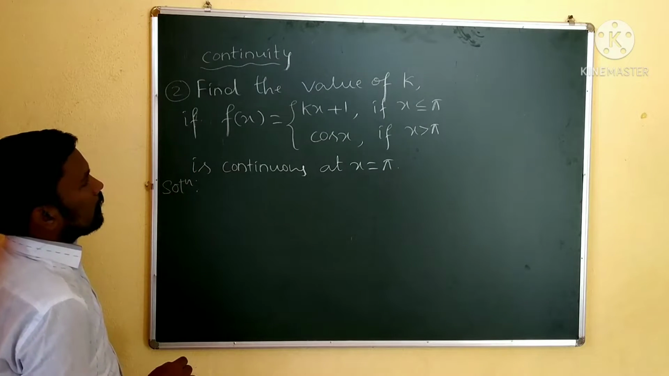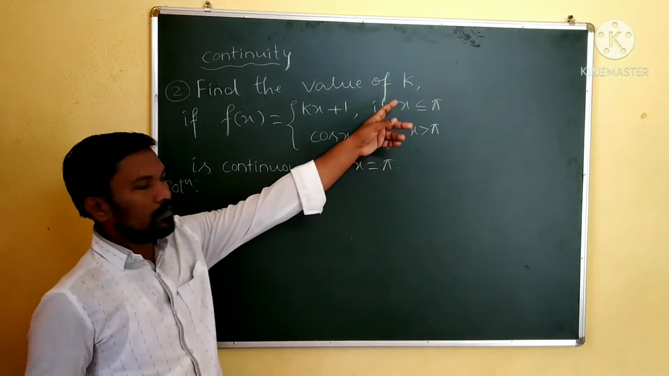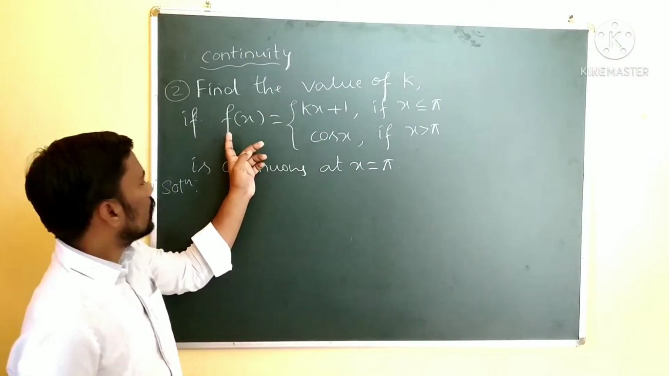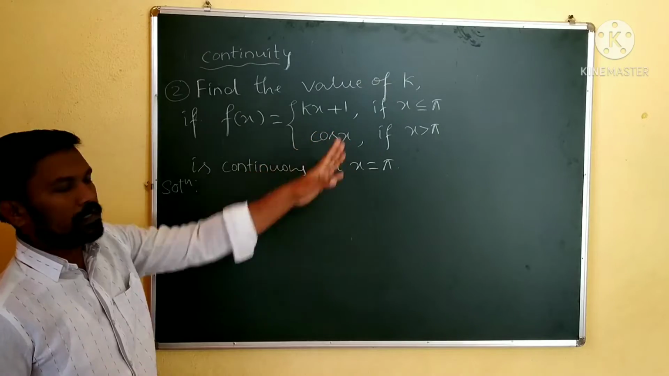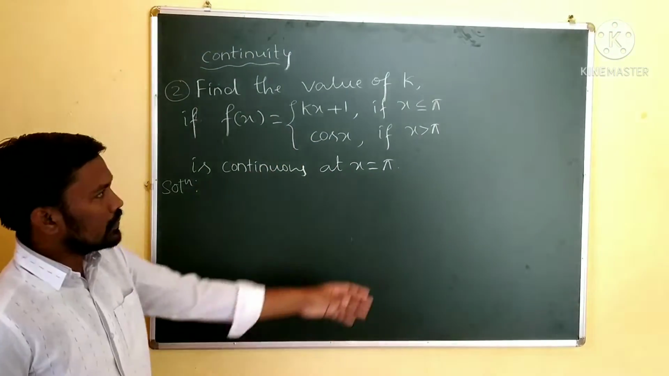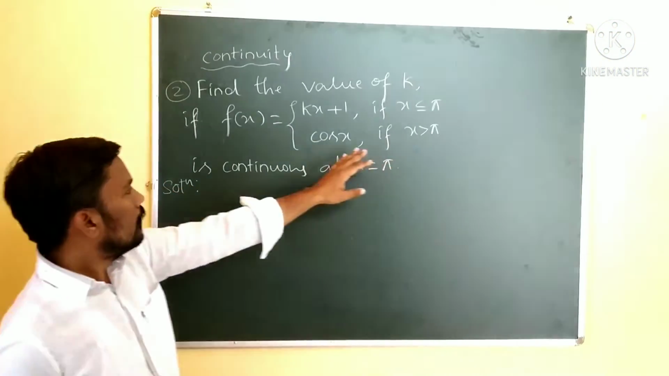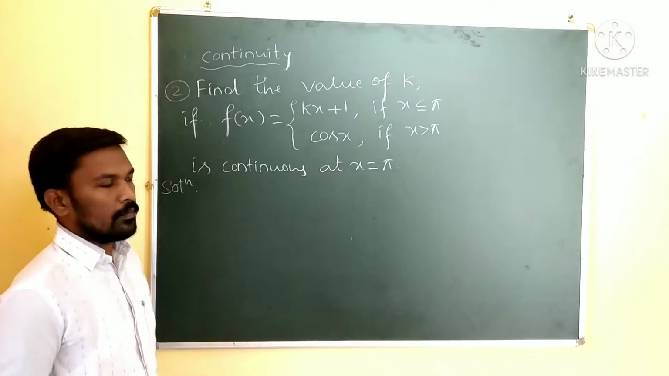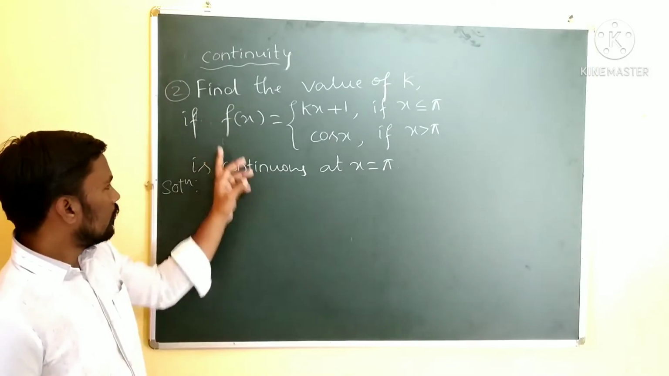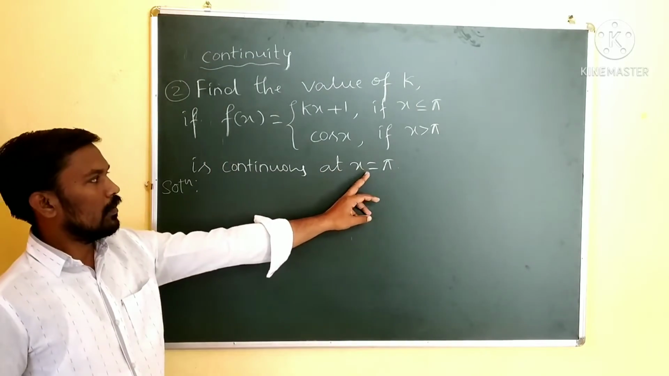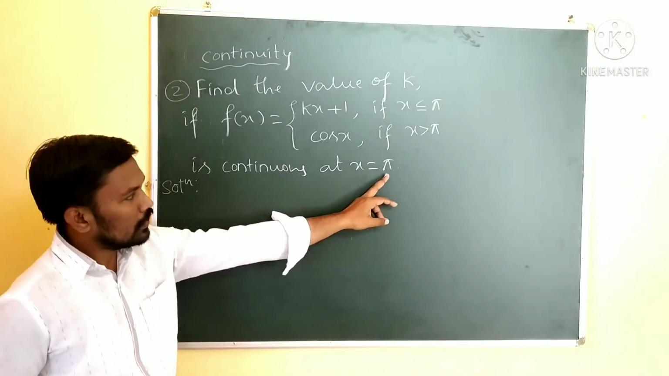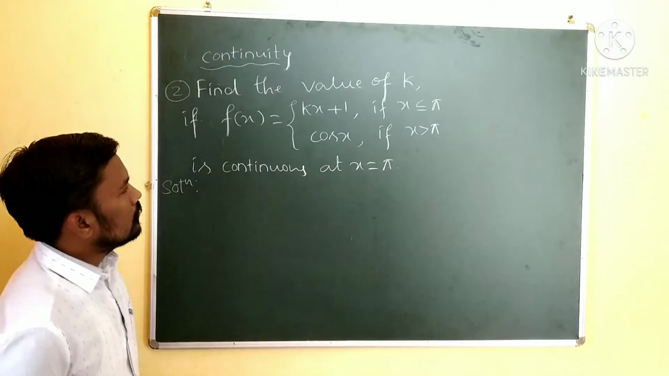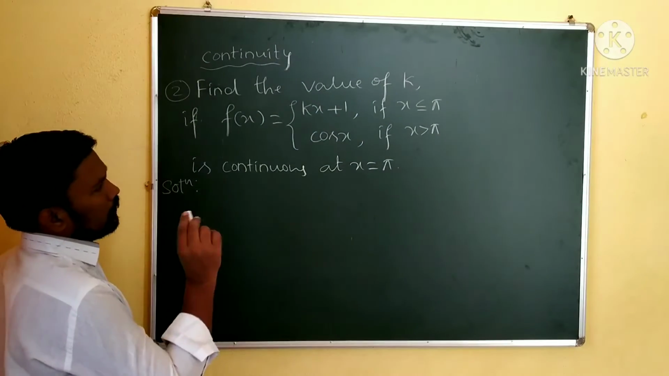Find the value of k. Again here also we need to calculate the value of k, where the function f of x is equal to kx plus 1 if x is less than or equal to pi. So pi is the limit point here. And look at the second part, f of x is equal to cos x if x is more than pi. The given function is continuous at the given limit point. What is that point here? Limit point pi. We just need to calculate the value of k here.